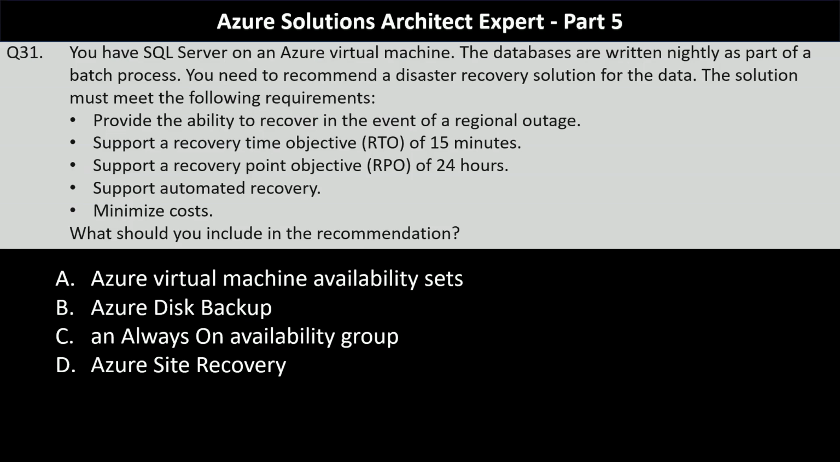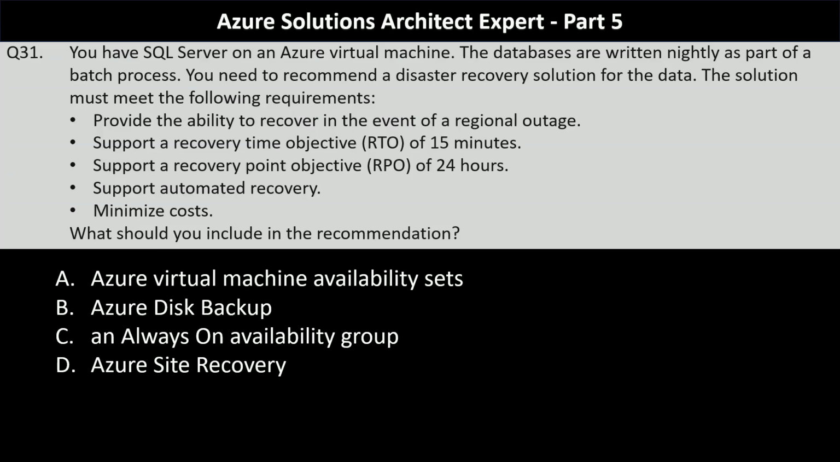The solution must meet the following requirements: provide the ability to recover in the event of a regional outage, support a recovery time objective, which is RTO of 15 minutes, support a recovery point objective, which is RPO of 24 hours, support automated recovery, minimize costs. What should you include in the recommendation? Your options are Azure Virtual Machine Availability Sets, Azure Disk Backup, an always on availability group, Azure Site Recovery.